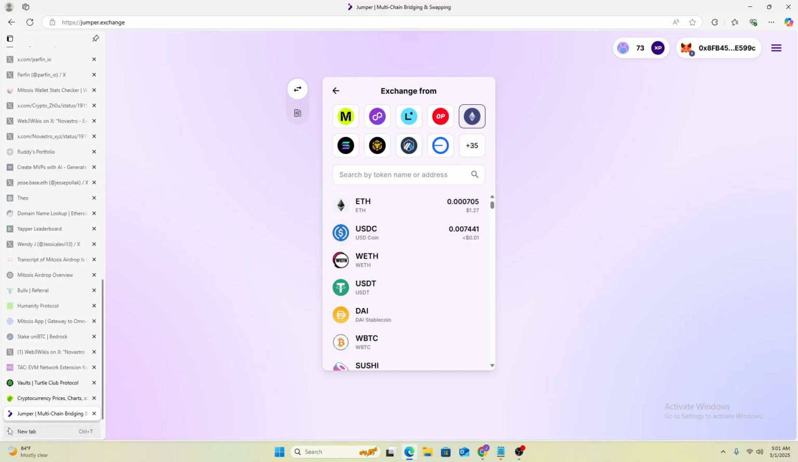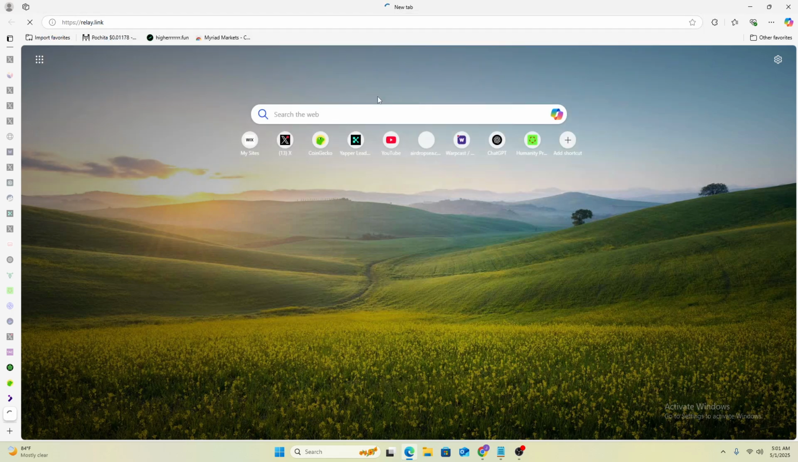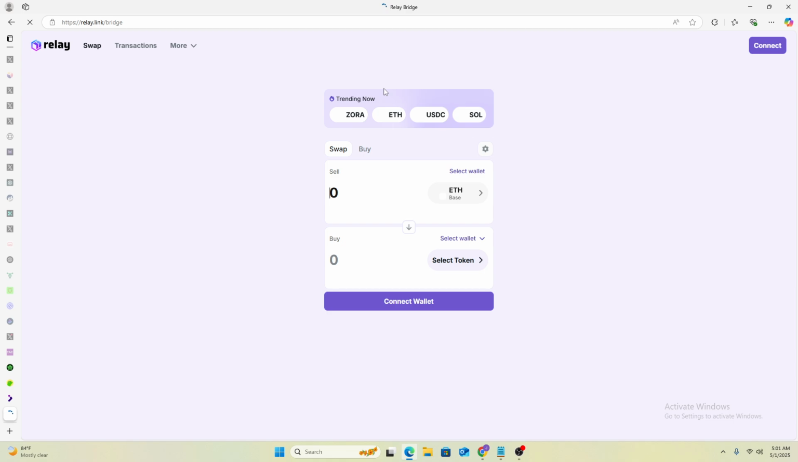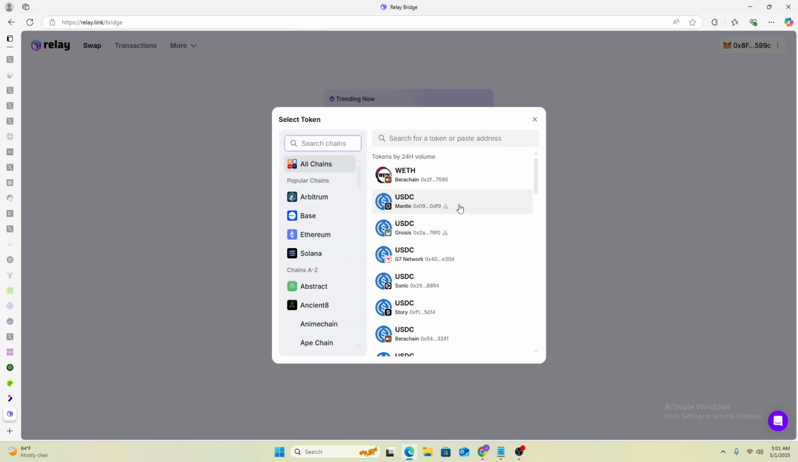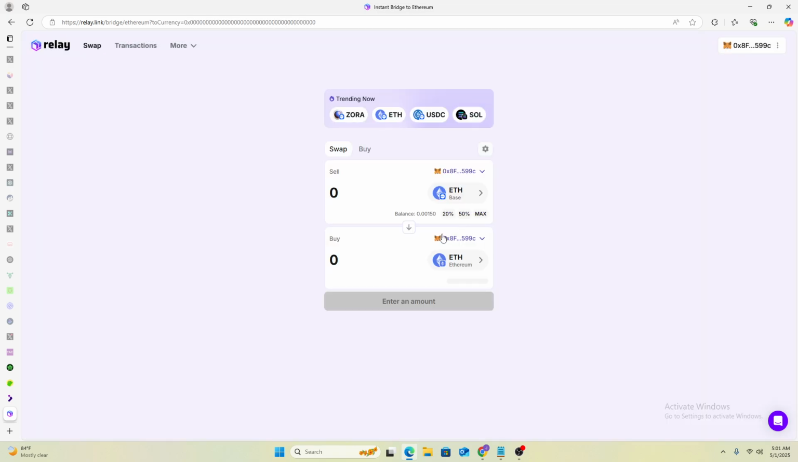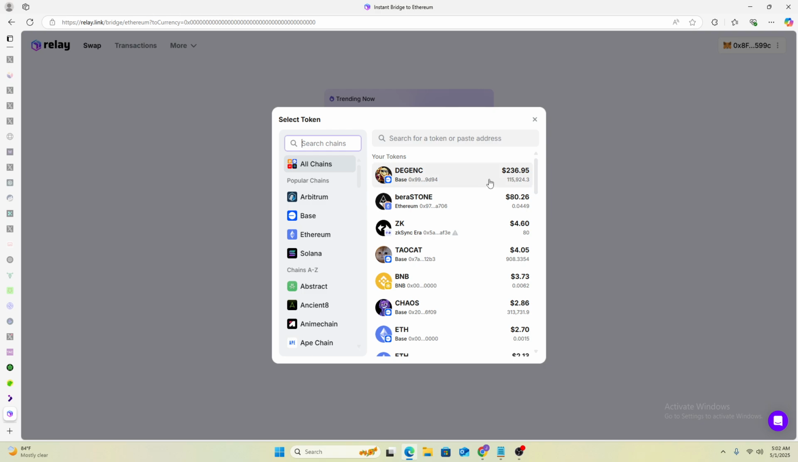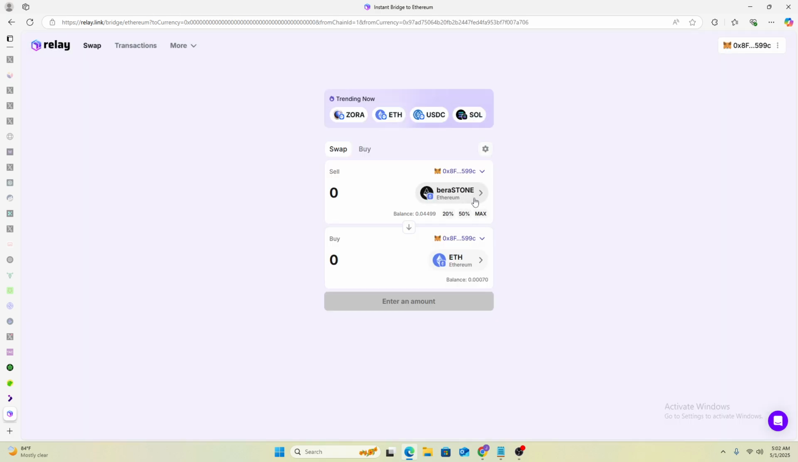Alternative to this, you can use Relay Exchange. This is another good bridge, very fast, very cheap fees, and you can use it to transition your assets. For example, this is the base chain to the Ethereum chain in a few clicks. So you see my stone balance. So interestingly, my stone balance is on... no, this is not stone, this is Bera stone.